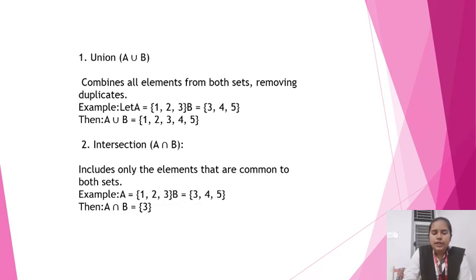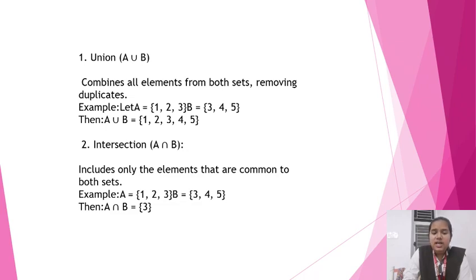So A union B equals 1, 2, 3, 4, 5, and this is about union. And second one, intersection. It is denoted by A intersection B. It includes only the elements that are common to both sets. For example, if we take A equals 1, 2, 3 and B equals 3, 4, 5, then A intersection B equals 3.